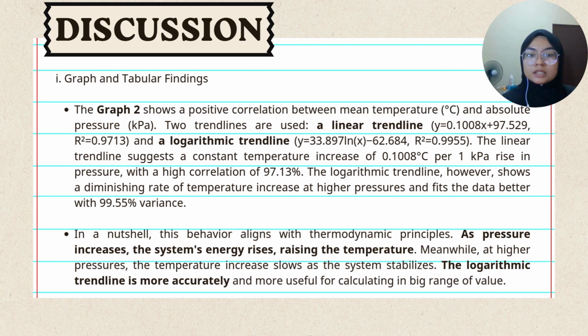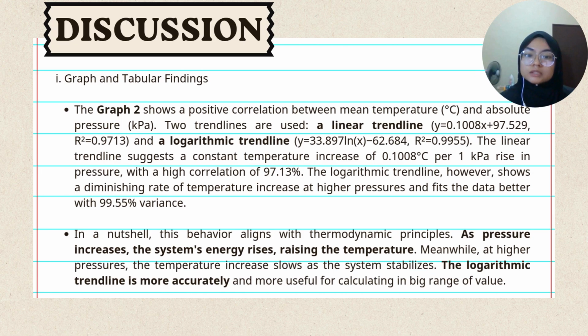While the linear trend line shows a strong correlation of 97.90%, the logarithmic trend line has a stronger fit to the data with 99.55% variance. This behavior aligns with the thermodynamic principles, which is that as the pressure increases, the system will absorb more energy, leading to a temperature rise. However, at higher temperatures, the temperature increase will slow down as the system approaches equilibrium, which reflects the diminishing returns characteristic of the thermodynamic process itself.